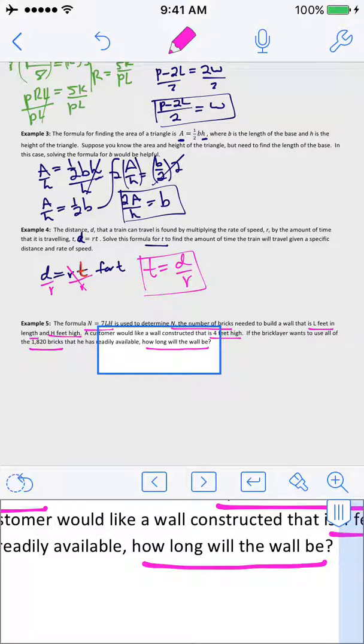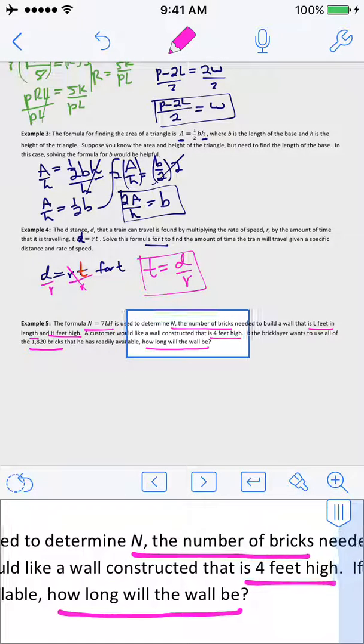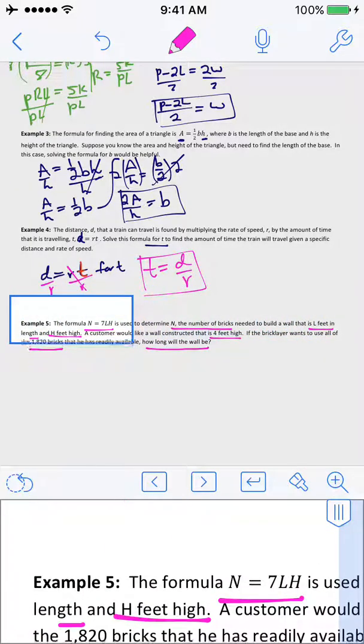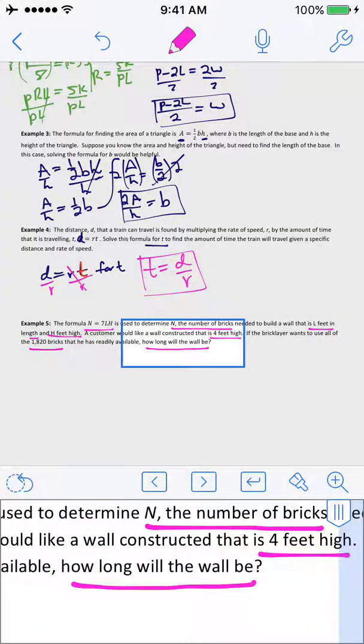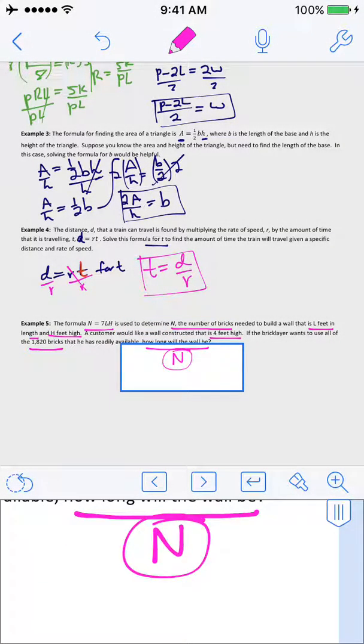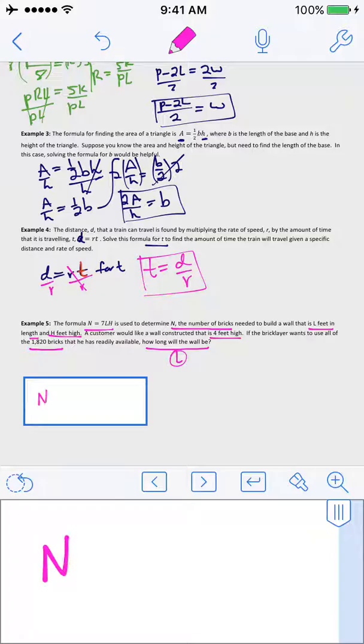Interesting. Alright, so it looks like we are going to have to solve for a variable, but which variable? That's the question. Let's take a look right here at the question. How long will the wall be? What variable is that? Well, we can look back. N was the number of bricks, L was the length, and H was the height. Looks like we are solving for N. So we need N. I'm sorry, we don't need N. Just kidding. We need L. Silly Miss K. We don't need number of bricks. We need length. So we'll solve this formula for L. It's already solved for N.